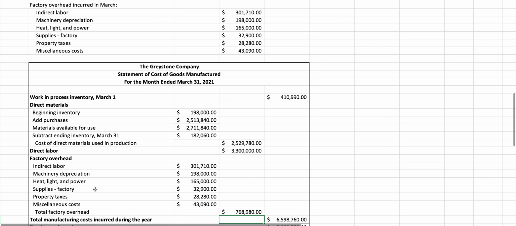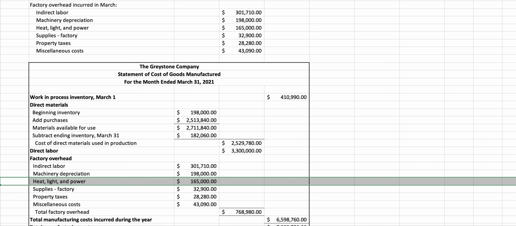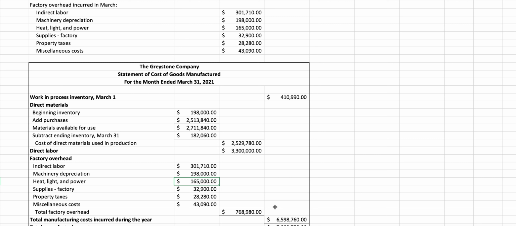I can't trace the electricity to one particular product, but I can capture the full bill that I received from SoCal Edison, and then I can apply it across the different products. Same thing with property taxes and our supplies.